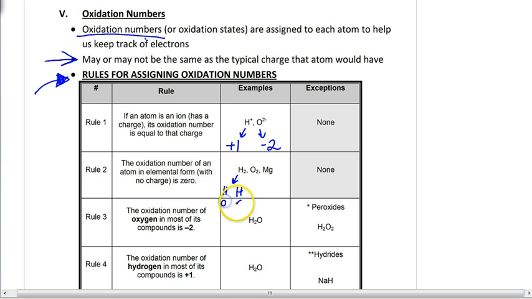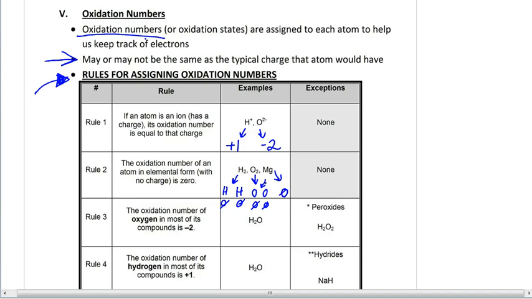Each hydrogen would be 0. Here we've got oxygen. Each oxygen would be 0. And here we have a magnesium. This magnesium would be 0. These are all zeros, and those are O's. Now notice that we're assigning an oxidation number to each atom in an element or a compound.